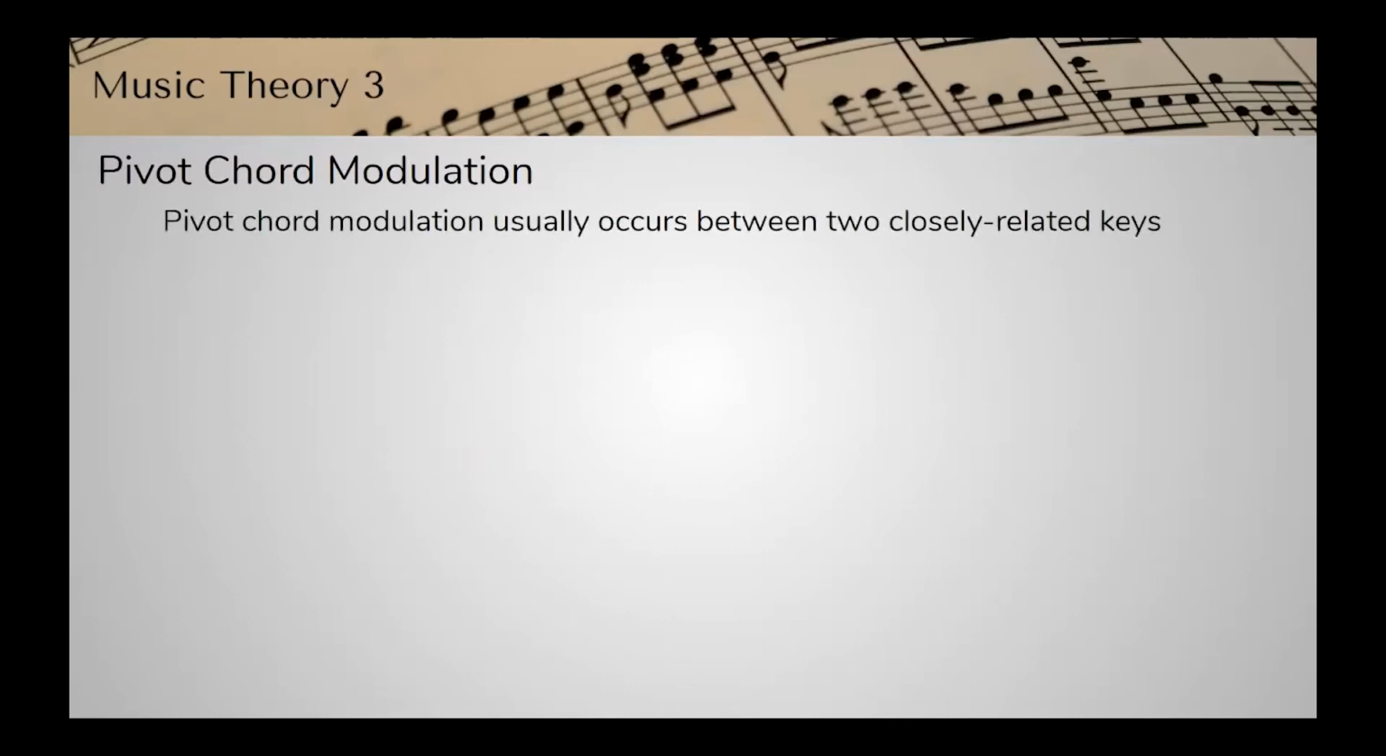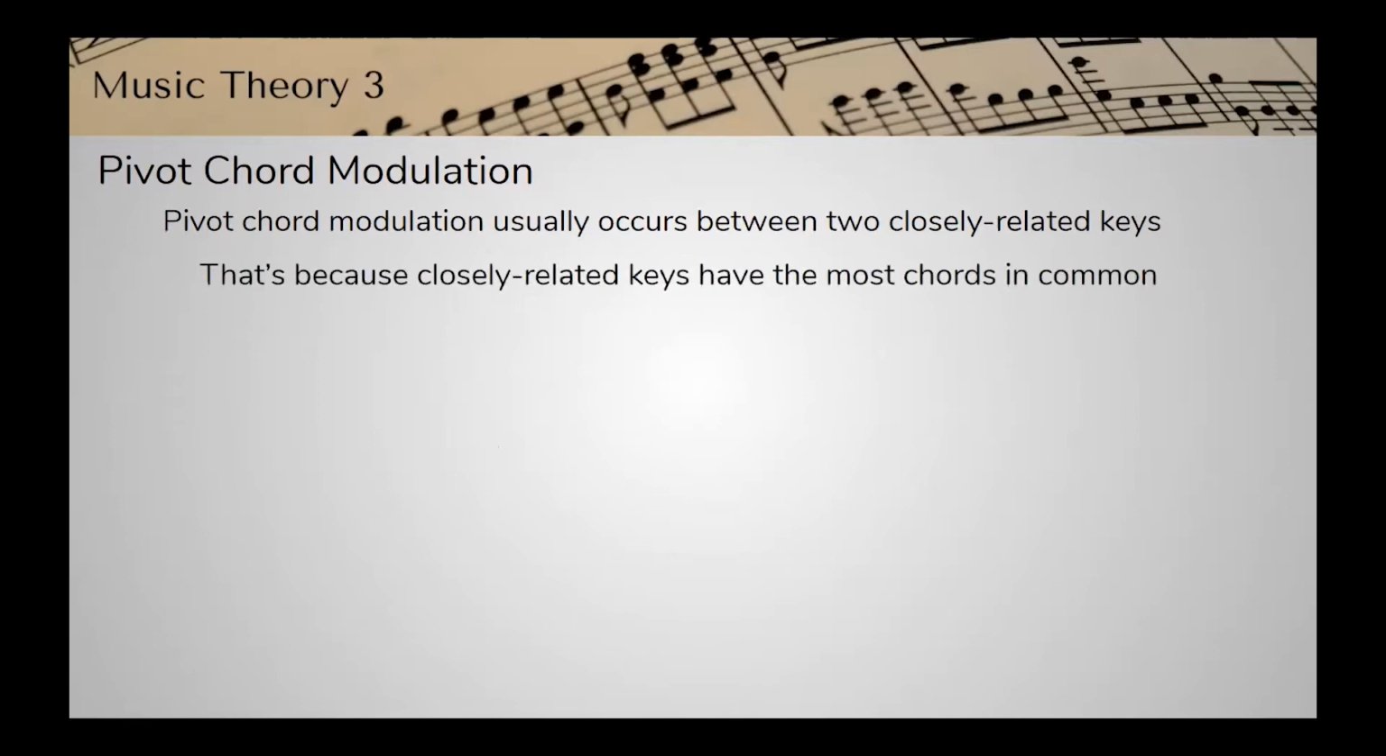Okay, so there are conventions, or things that normally happen, with pivot chord modulation. And one thing that's important is that they usually occur between two closely related keys. That's because closely related keys have the most chords in common. So closely related keys are simply two keys that have almost all notes in common. They might just have one note difference.